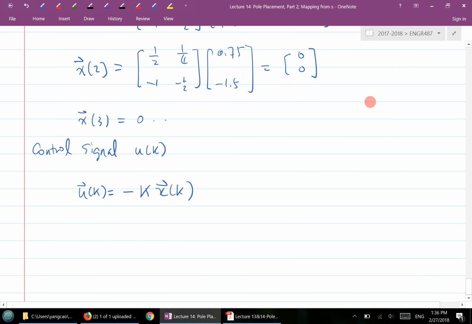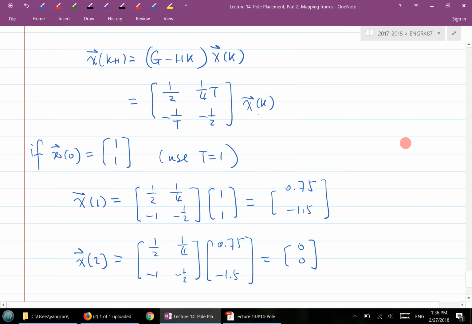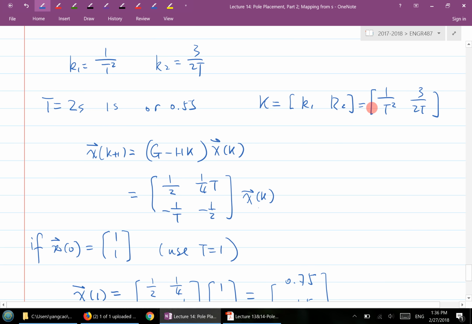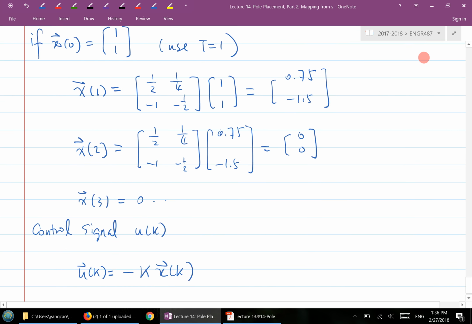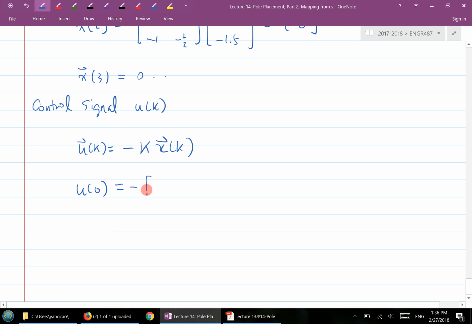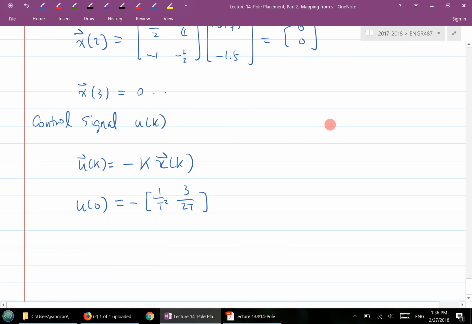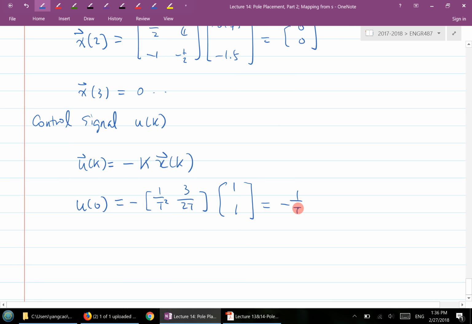So I can calculate U of 0. What is that equal to? Where's my k? My k is over here. This is the k, so 1 over t squared, 3 over 2t, and then times x of 0. X of 0 is 1, 1. And that gives us negative 1 over t squared minus 2 over 3t.